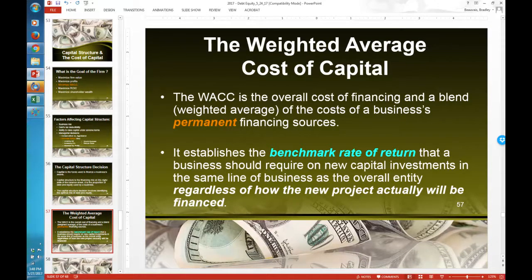Okay? So the weighted average cost of capital, in very simple terms, is just the overall cost of financing, or a weighted average of the costs of the business's permanent financing sources. What it does for us as we look forward in the course is establish a benchmark rate of return that a business should require on any new capital investments in the same line of business as the overall entity, regardless of how that new project will actually be financed.